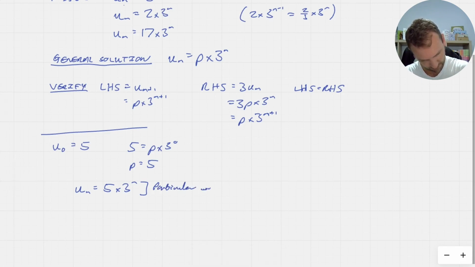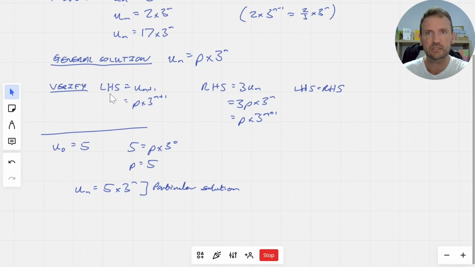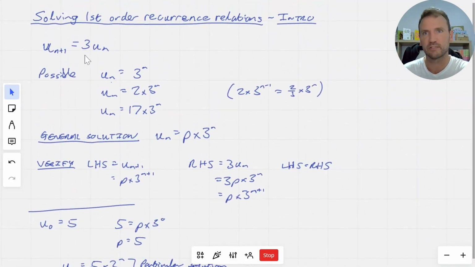If we got given a different initial condition, we wouldn't have to work through the question from scratch. Our general solution would still be the same, but our particular solution, that constant, would have changed. Okay, so far so good. It looks like we're just working with geometric sequences, because we were given something where the next term depended on the previous term with nothing else involved.